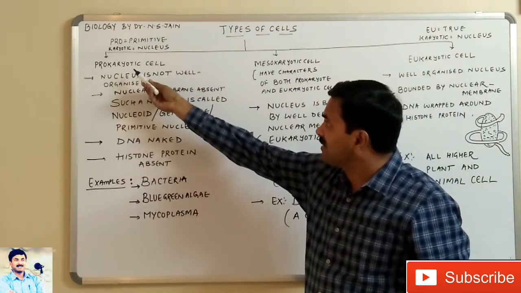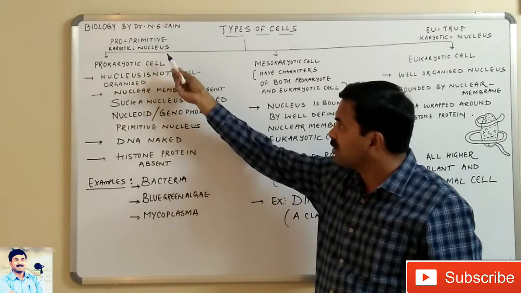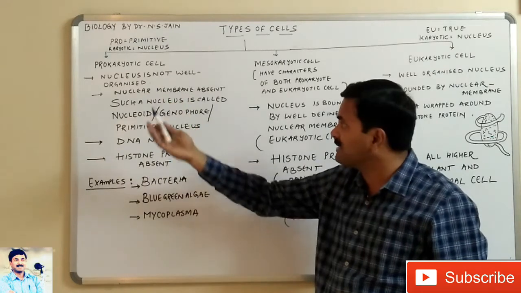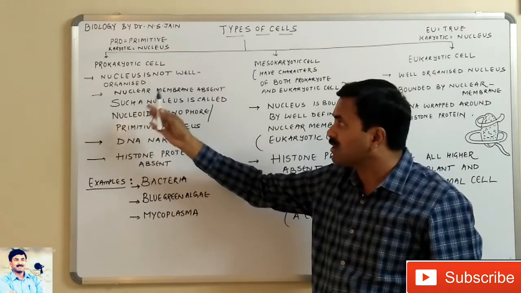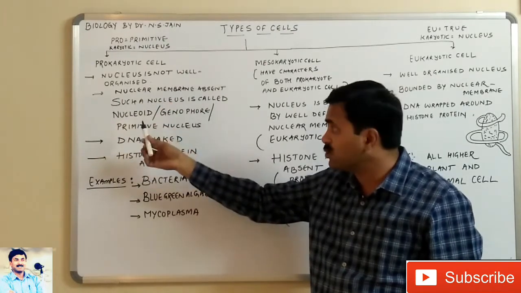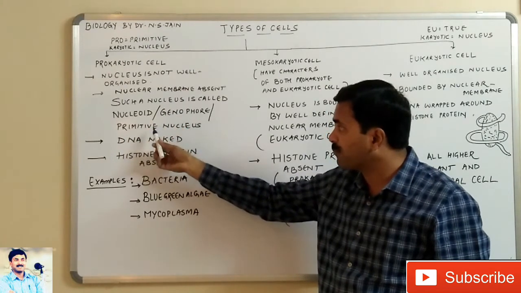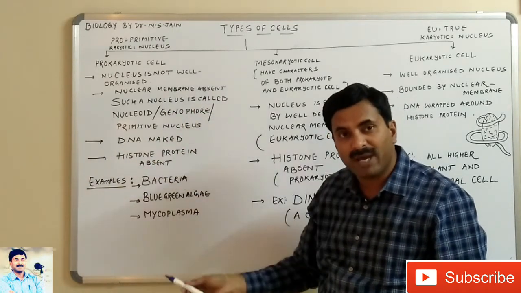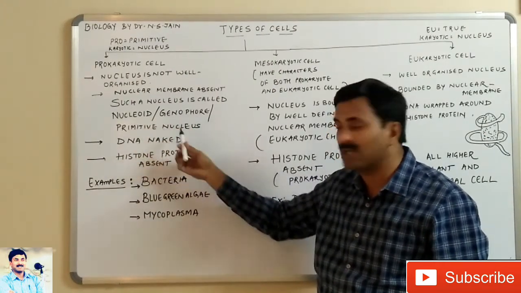The very first type of cell is the prokaryotic cell. Pro means primitive and karyotic means nucleus. This prokaryotic cell is the feature of the primitive organisms. Here the nucleus is not well organized, meaning the nucleus is not bounded by a well defined nuclear membrane, and such a nucleus is called nucleoid or genophore or primitive nucleus. I am repeating once again, the nucleus is not bounded by a nuclear membrane, and such a nucleus is called nucleoid or genophore or the primitive nucleus.